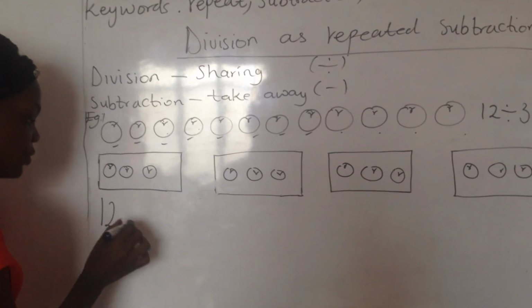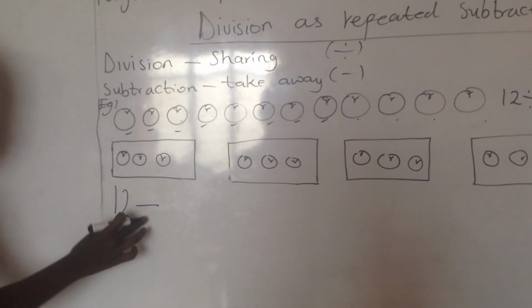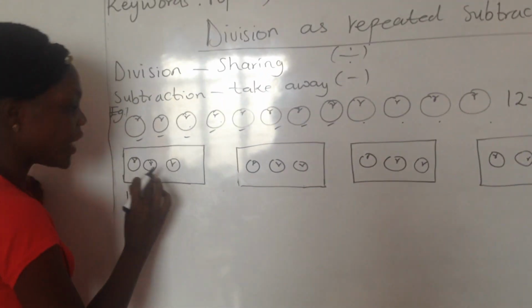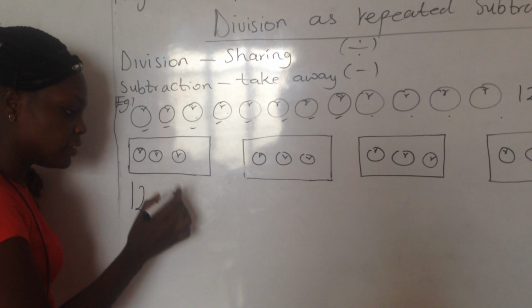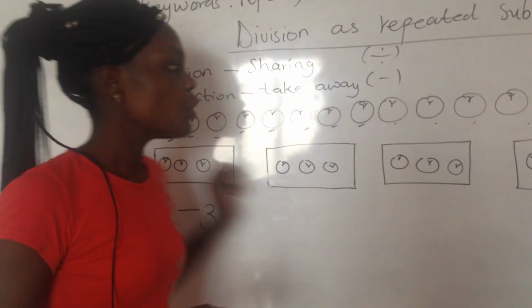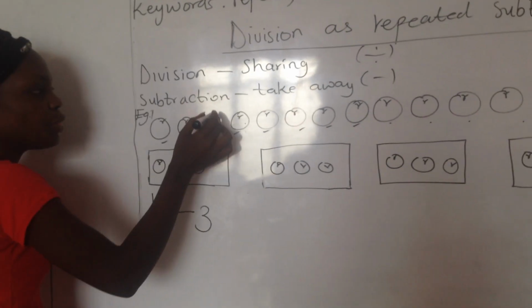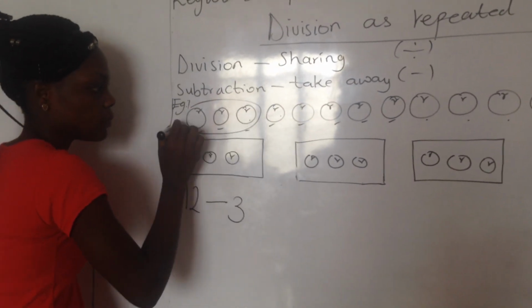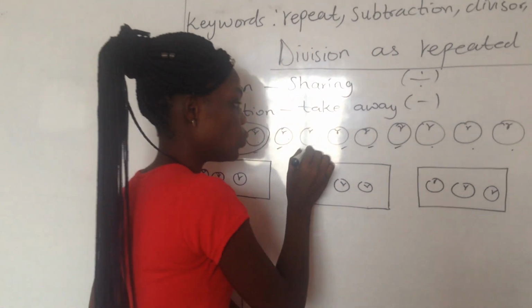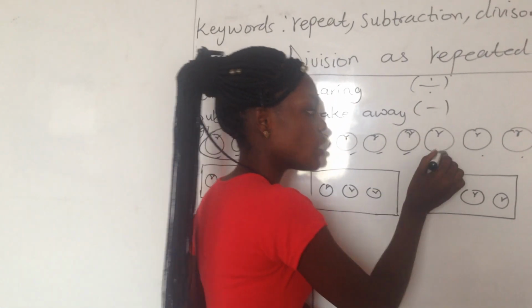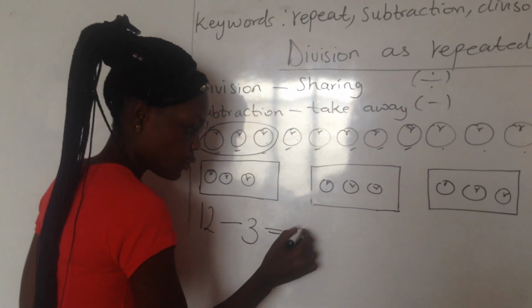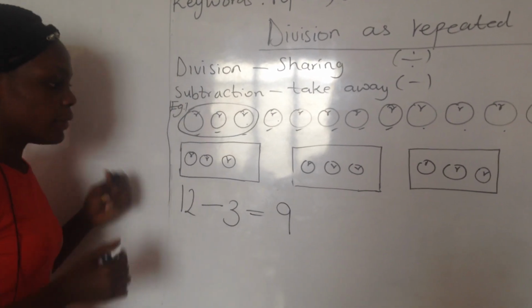Now, to do the repeated subtraction, we start with 12. So we are going to do subtraction. This is the takeaway sign, or the subtraction sign. And our divisor is 3, or in each box we have 3 oranges. So since we have 12 oranges and we've taken 3 out, how many will be left? Let's count. 1, 2, 3, 4, 5, 6, 7, 8, 9. It will be left with 9.